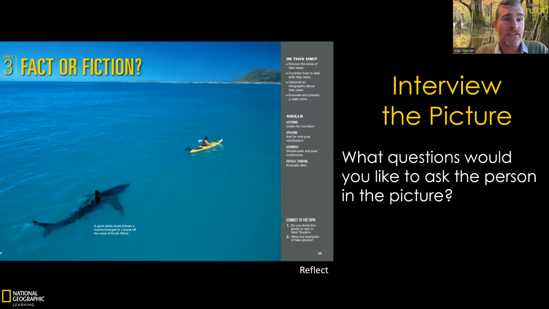Is it your new friend? Is it for dinner? Why are you taking a picture of Jaws? Again, who took the photograph? How did you take it? Clearly it's some kind of drone. Why are you there? Where is it?